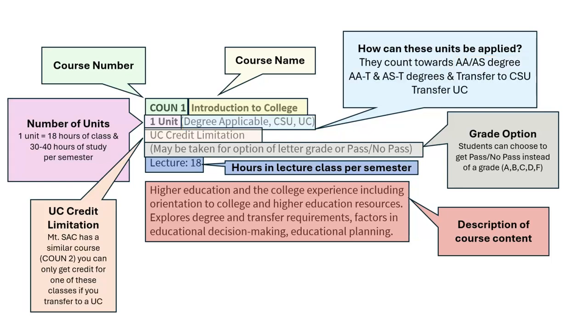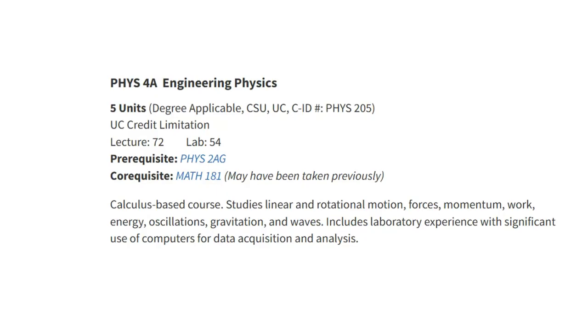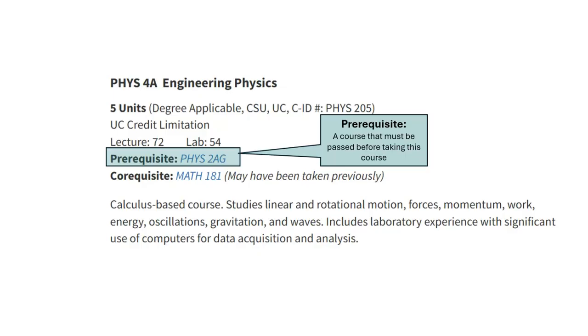Let's look at another example. So here we have physics. You'll notice this one has a prerequisite. A prerequisite is a course that must be passed before taking this course. So in order to take Physics 4A, students have to pass Physics 2AG first.